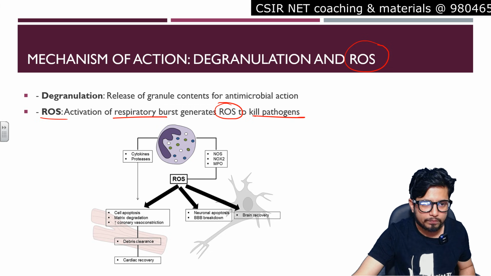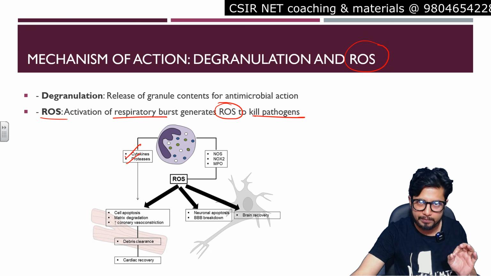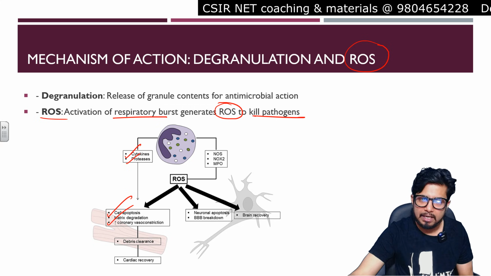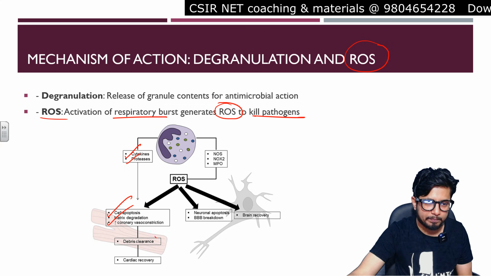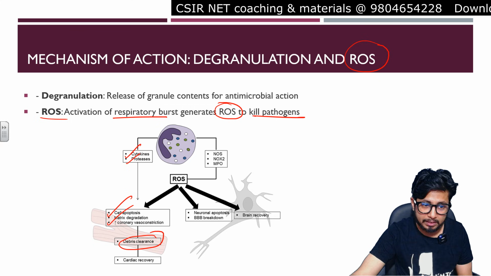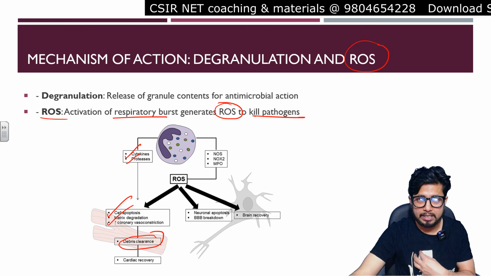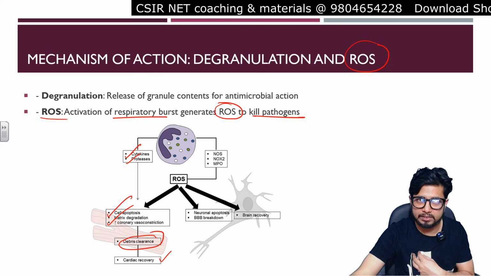So this is the neutrophil. Either they release cytokines and proteases that can directly target a cell, causing apoptosis and matrix degradation, and after the tissue damage is done, debris clearance is also done, and then only the process should continue. If it's going on in your cardiac muscle, then cardiac recovery is very important.